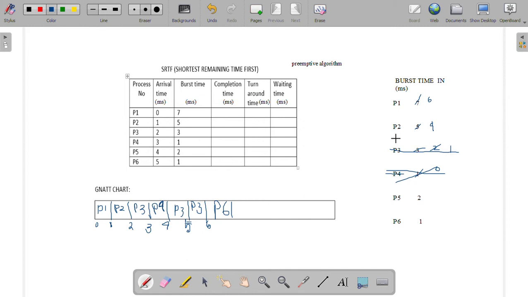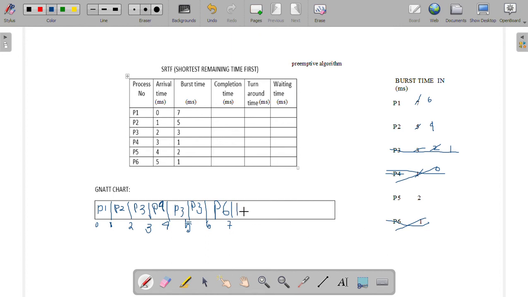for 6 to 7, because the burst time for P6 is 1. Now P6 is done. Now among the processes P1, P2 and P5, which has the least burst time? Process P5 has the least burst time, so P5 will be scheduled.